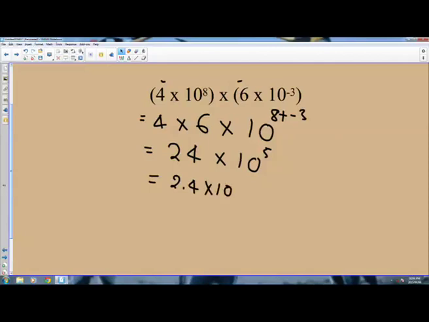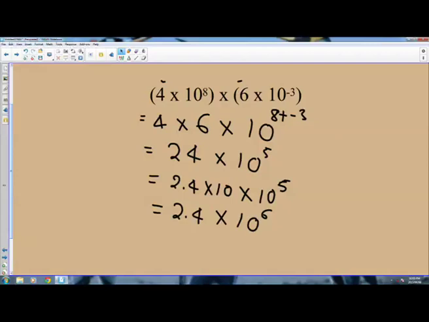Because when we write 24 in standard form, it becomes 2.4 times 10 times 10 to the power 5. And then this will be 2.4 times 10 to the power 6. This is 10 to the power 1, 10 to the power 5.